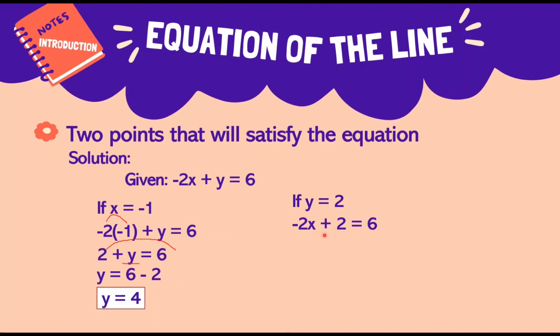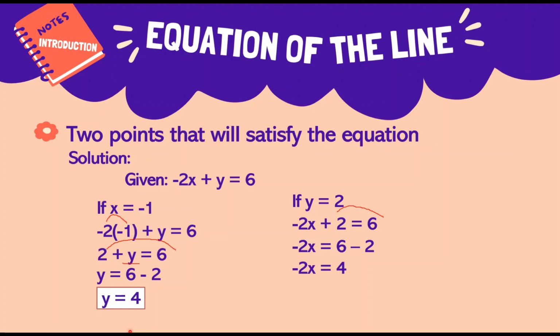Okay. The next one is to transpose. Let us combine like terms. So we need to transpose 2 to the other side of the equation para matitira na lang sa side na ito ay x. Okay. So let us start. Ayan. So as you can see, we have negative 2x is equal to 6 minus 2. So what is 6 minus 2? Again, exactly. So 6 minus 2 is equal to 4. So it becomes negative 2x is equal to 4.